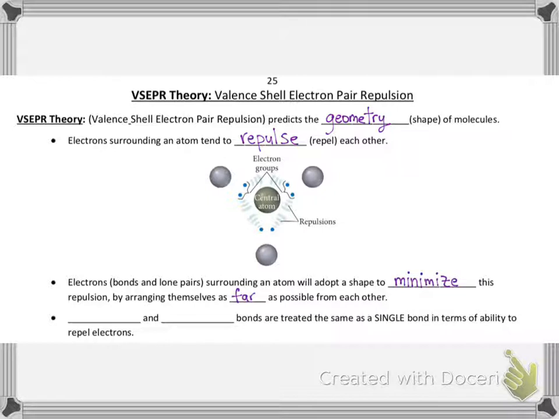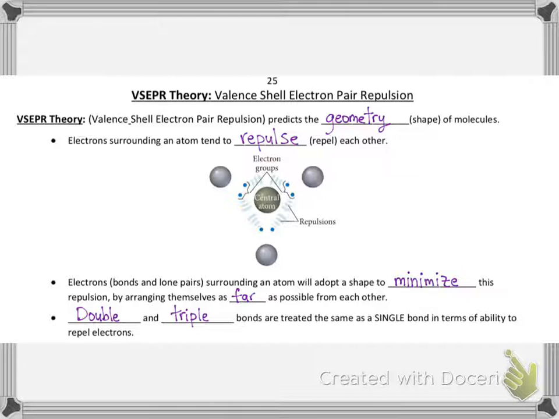It's important to recognize that as far as VSEPR is concerned, double and triple bonds are treated the same as a single bond in terms of their ability to repel electrons. Okay, so multiple bonds and single bonds are treated the same.